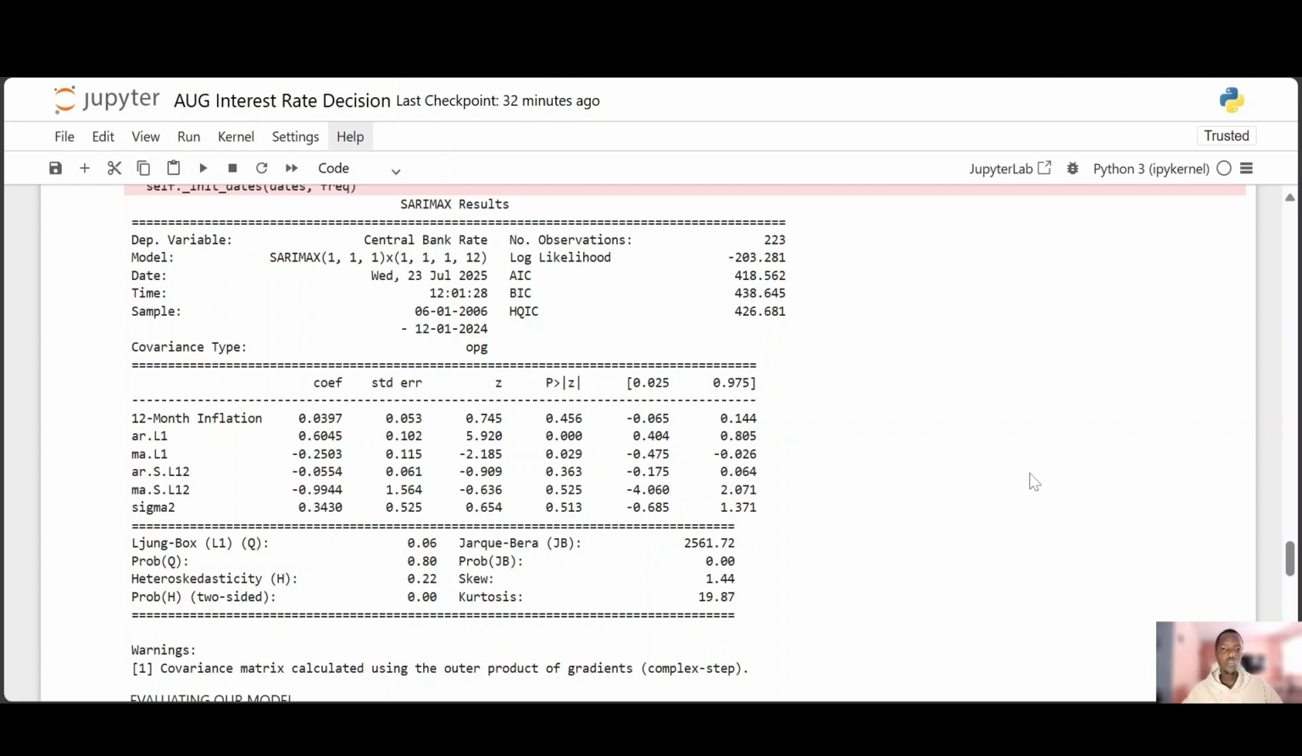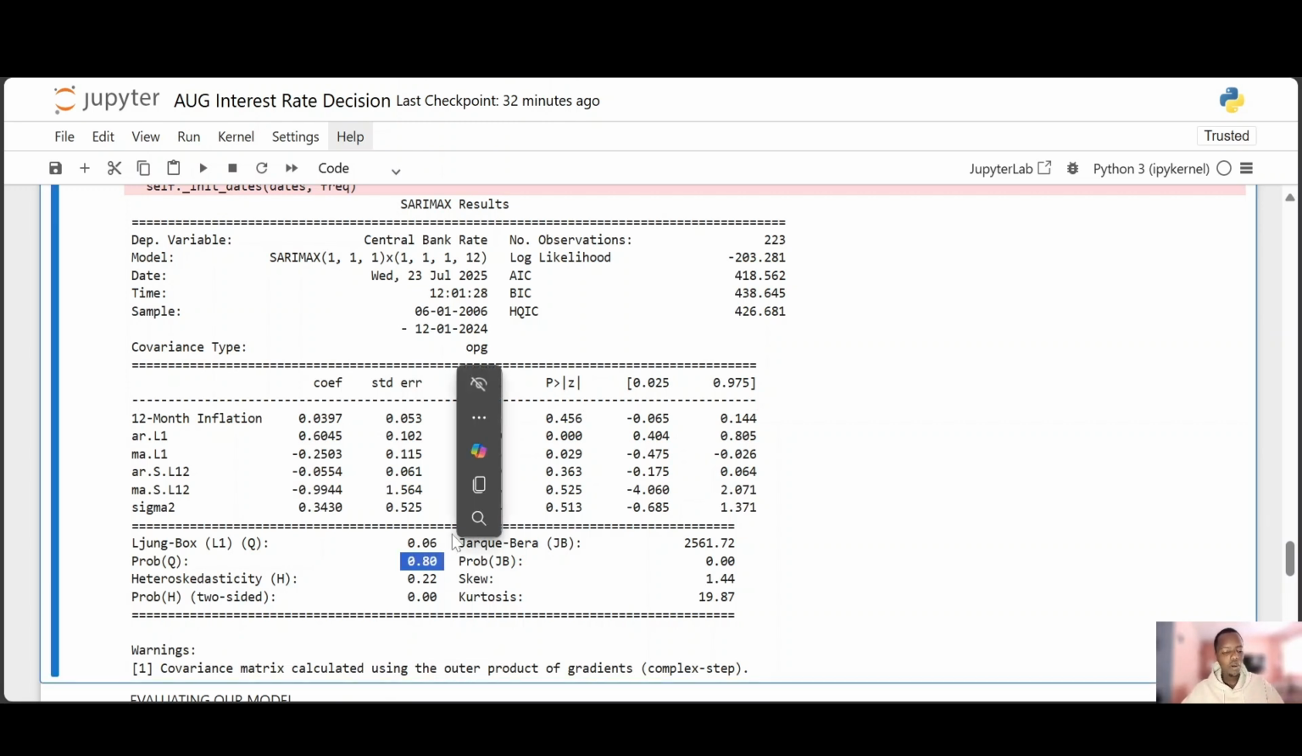To check for autocorrelation, we are going to use the Ljung-Box test statistic, where we are not going to compare with the test statistic but look at the p-value. The null hypothesis for the Ljung-Box test is that there is no autocorrelation, whereas the alternative is that there is autocorrelation. The p-value is 0.80, and this implies that there is no autocorrelation because we fail to reject the null hypothesis.